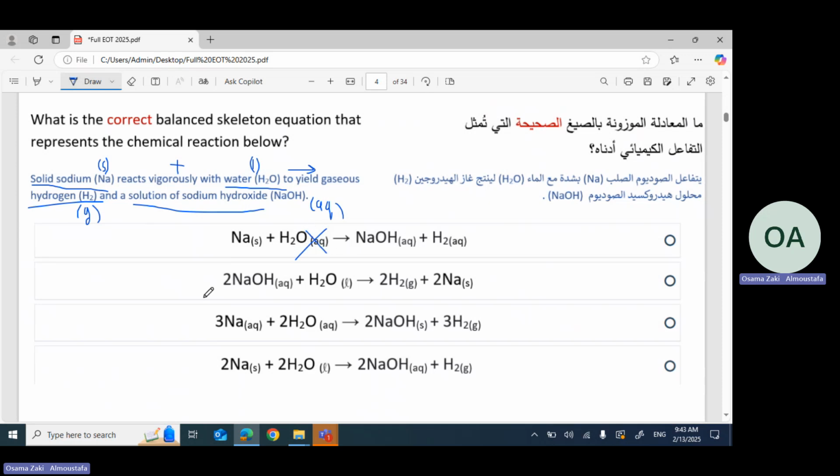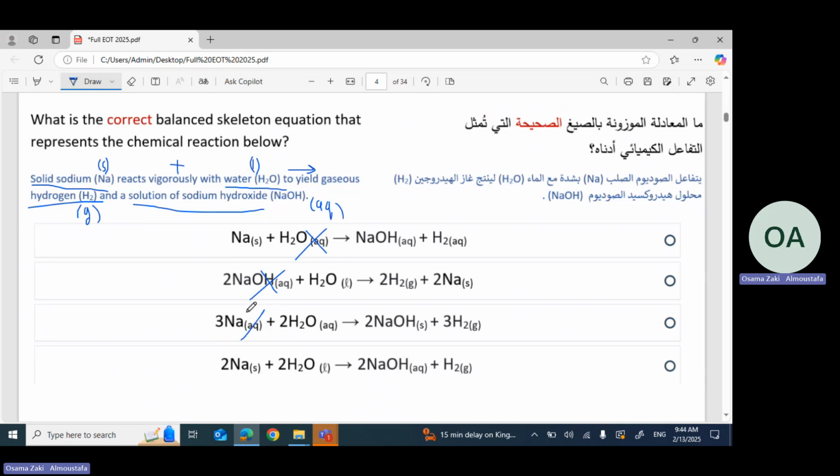Okay. Look at the second one. We have here 2NaOH, which is AQ. Yeah, NaOH is AQ, but NaOH should be in the products, not in the reactants. As you see, NaOH is in the products, not reactants. So we can cancel this. This is not correct. Third one, 3Na AQ. Okay, but they said here that Na is solid, so we can cancel this.